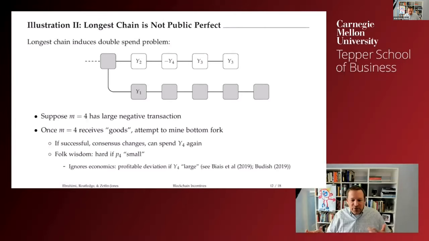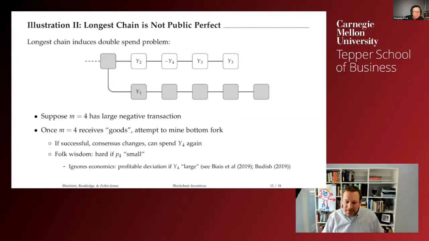So if I make Y4 a large enough negative number, right? So you've spent enough money, eventually I will violate that incentive constraint. And therefore longest chain cannot be public perfect, right? The cost of the attack is not linked to the potential benefit. And therefore it's trivial to cook up incentive compatibility constraint problems.